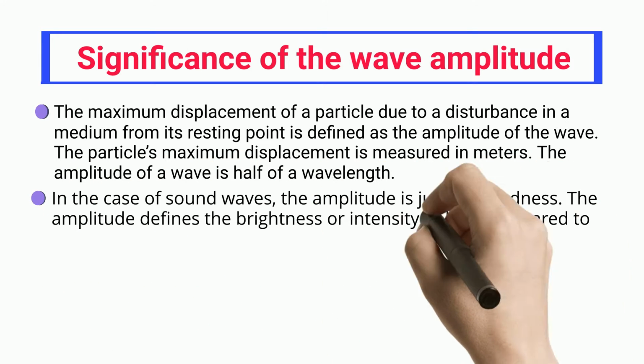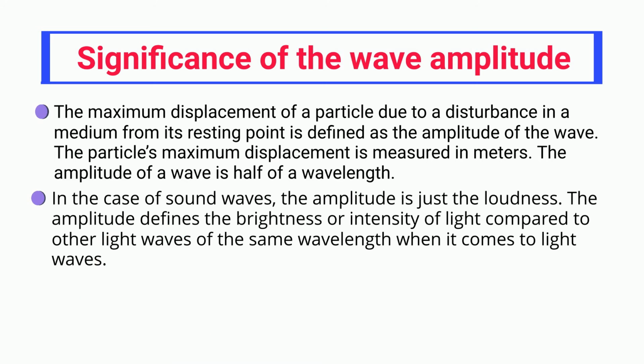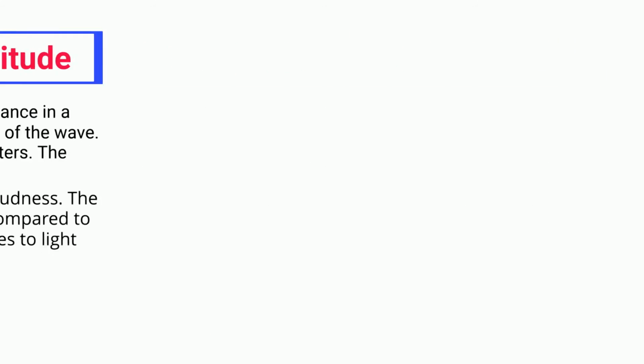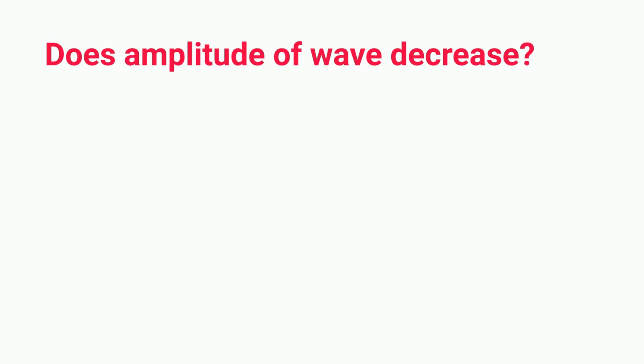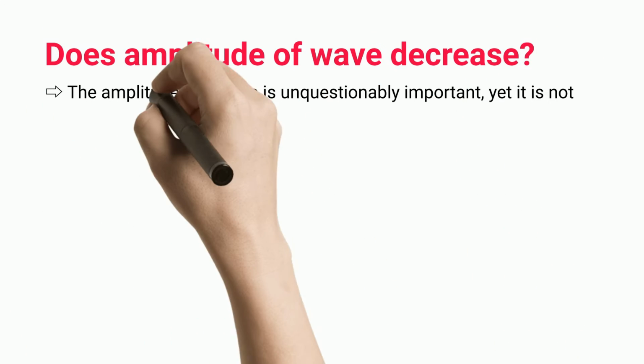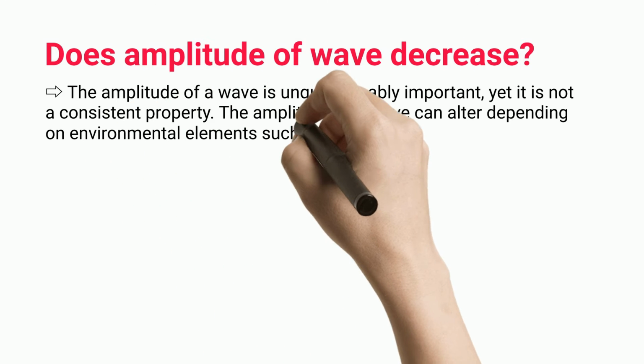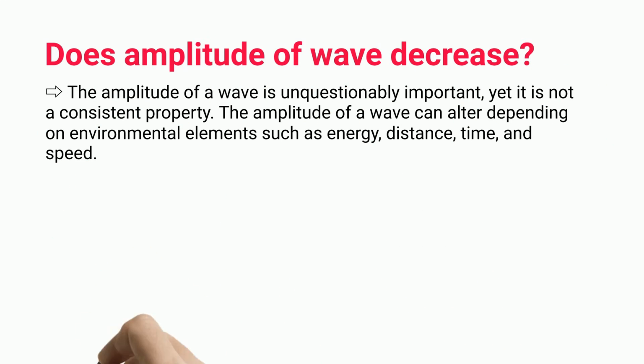When it comes to light waves, the amplitude defines the brightness or intensity of light compared to other light waves of the same wavelength. Does amplitude of wave decrease? The amplitude of a wave is unquestionably important, yet it is not a consistent property. The amplitude of a wave can alter depending on environmental elements such as energy, distance, time, and speed.